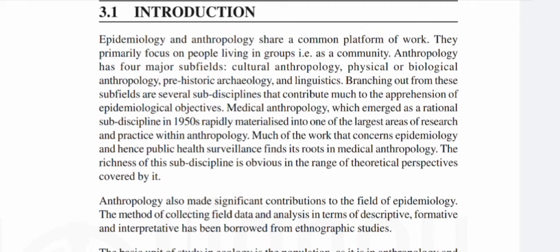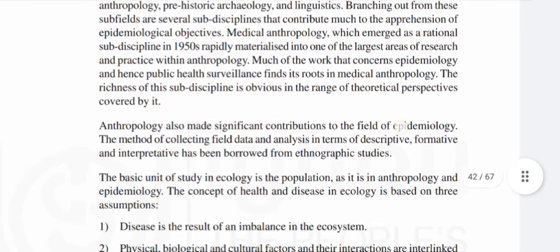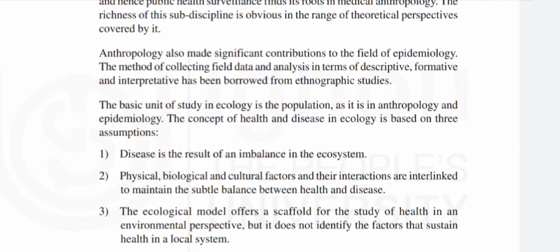The method of collecting field data and analysis in terms of descriptive, formative, and interpretive has been borrowed from ethnographic studies. The basic unit of study in ecology is the population, as it is in anthropology and epidemiology. The concept of health and disease in ecology is based on three assumptions. First is disease is the result of an imbalance in the ecosystem. Physical, biological, and cultural factors and their interactions are interlinked to maintain the subtle balance between health and disease.